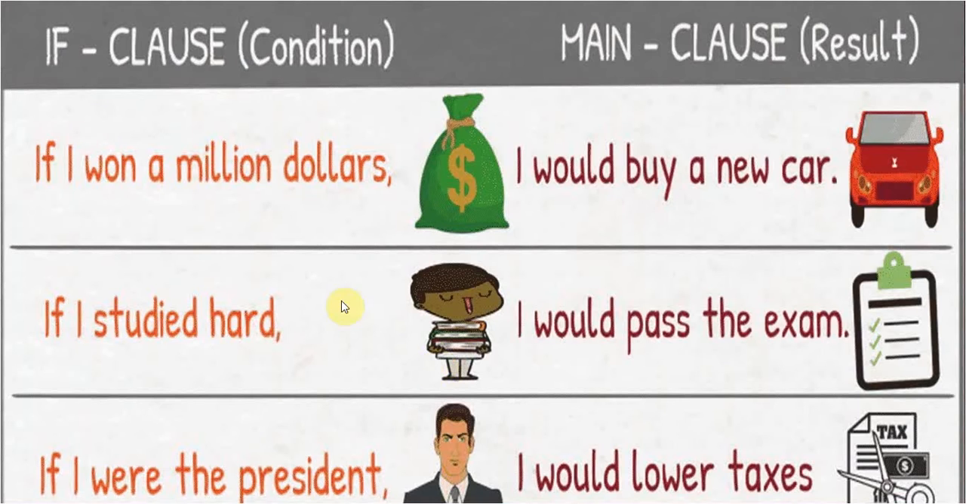Here are some of the examples. If clause gives us the condition. If I won $1 million, I would buy a new car. Main clause, this is the main clause, it gives us the result. So we can see in the if sentence, we have verb win, which is in past simple tense, this is won. And in the main sentence, we have would buy. Kad bih imao $1 million, ja bih kupio nov auto. Zamišljamo situaciju da imamo $1 million.